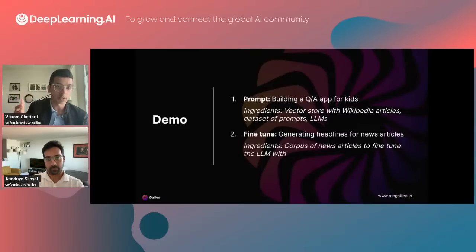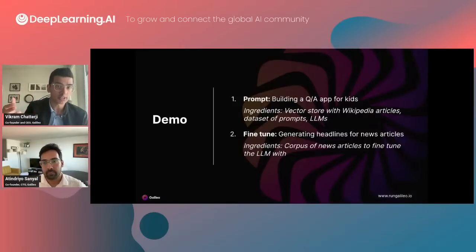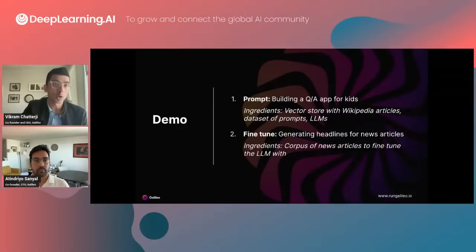The use case for the first part, which is prompt engineering with RAG, is one where I'll walk you through how we built out a simple Q&A app for kids. So, a child can come in and ask a question, and the LLM gives a response. The ingredients were a vector store with thousands of different Wikipedia articles for context, a data set of prompts, and a set of LLMs that we were using to experiment with. We used some of the closed source LLMs as well as some open source LLMs just to see what combination of prompts and LLMs, etc., would work the best.